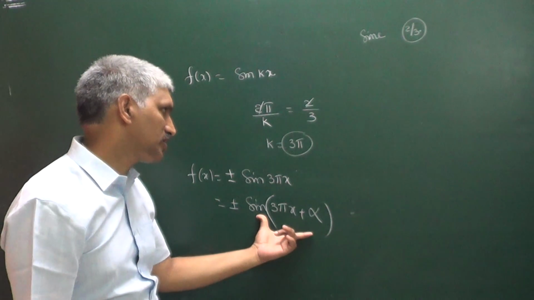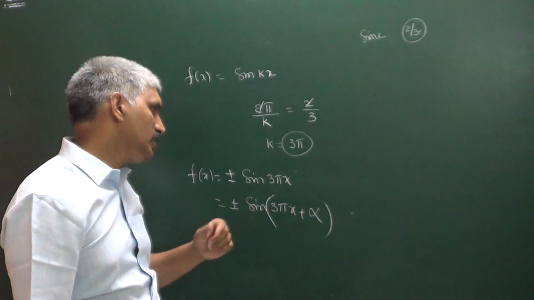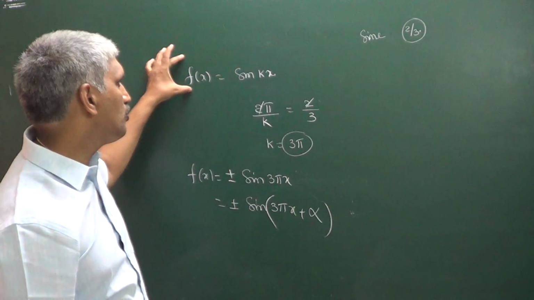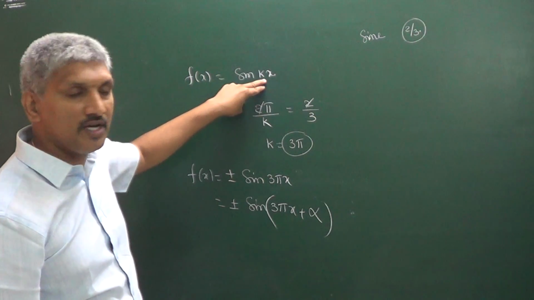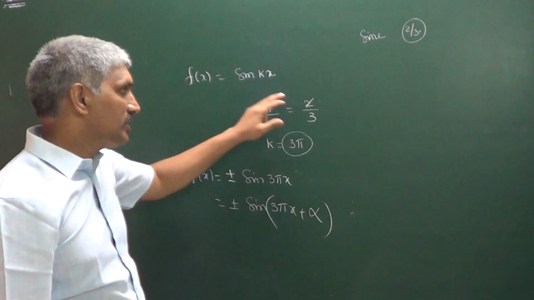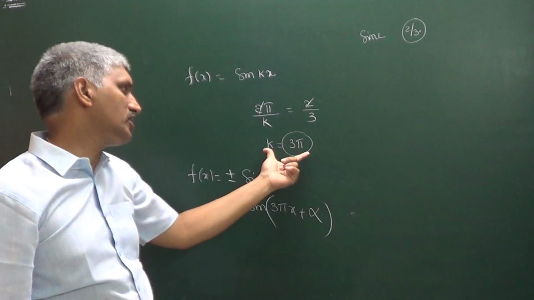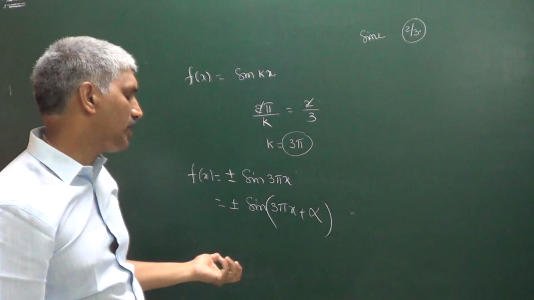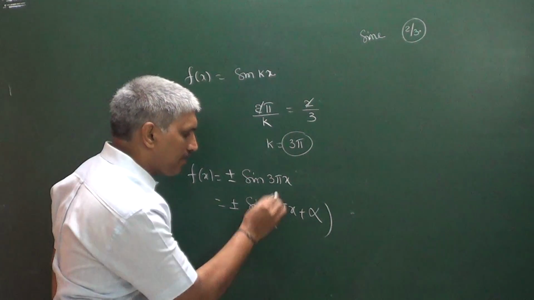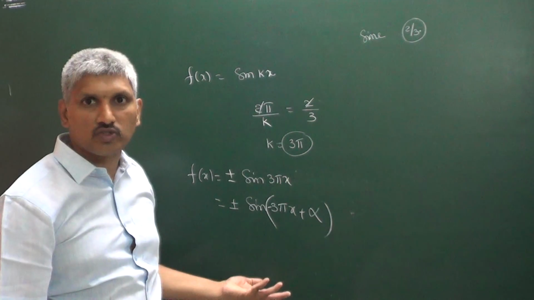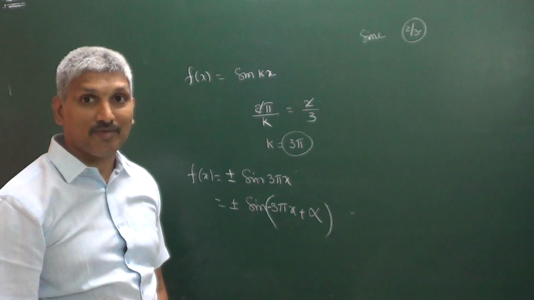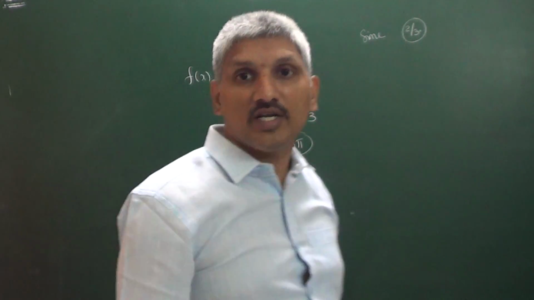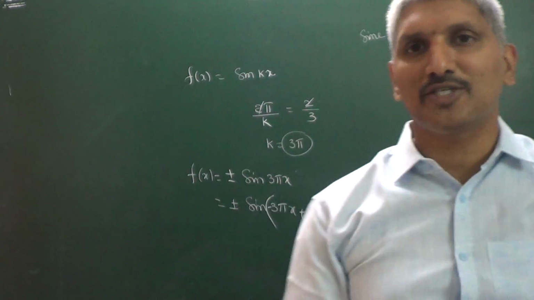So either way this function's period is 2 by 3 only. We are assuming the function as sin kx, its period is 2 pi by k, that is equated to 2 by 3, we got k is equal to 3 pi. So in place of k we can write 3 pi. Now if I write minus 3 pi also, you will get the same period, because we are taking the modulus. So that is the reason for the period of the function and a few applications based on the period of the function.